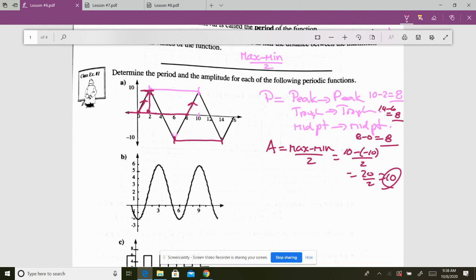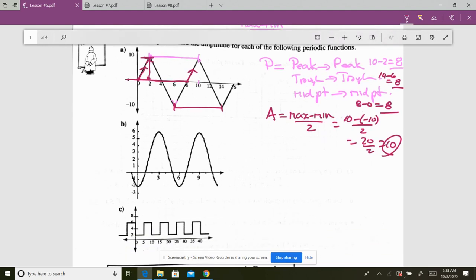Like the next one. We'll do amplitude first. If I ask for the amplitude of this graph, you can figure out where the midline is, or we could just use our formula. What's the max of the graph? 6. What's the minimum? -2. 6 minus -2 is 8, over 2 is equal to 4. So the amplitude of that graph is 4.